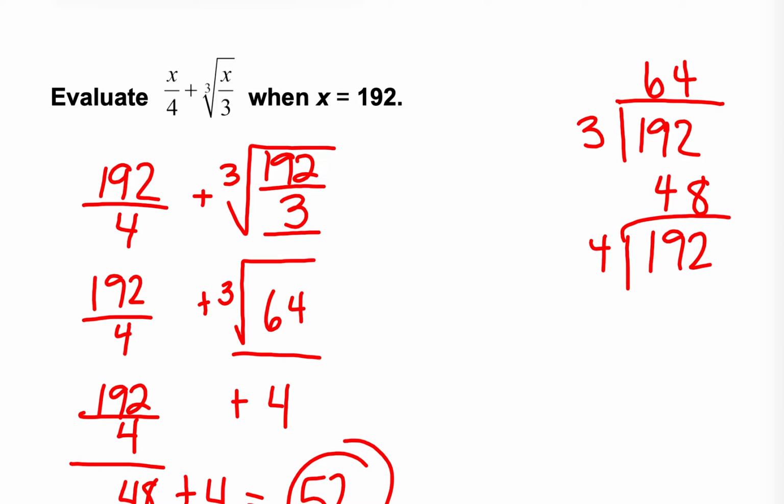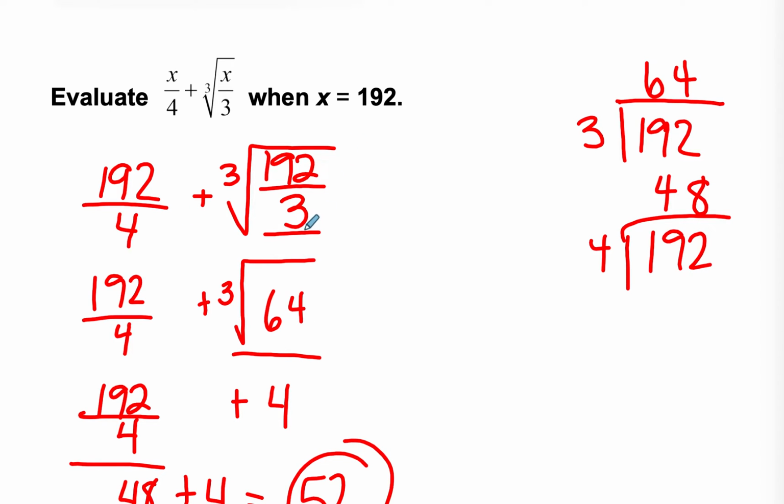All right, so let's take a look at this one. This is an evaluation problem, which we haven't seen in a long time, but we have done evaluation problems this year where they give you the number to put in for the letter, and then you need to simplify the expression. So evaluate x divided by 4 plus the cube root of x divided by 3 when x is 192. So the first thing we do is we write our order of operations problem with the number 192 instead of x. So 192 over 4, 192 over 3.